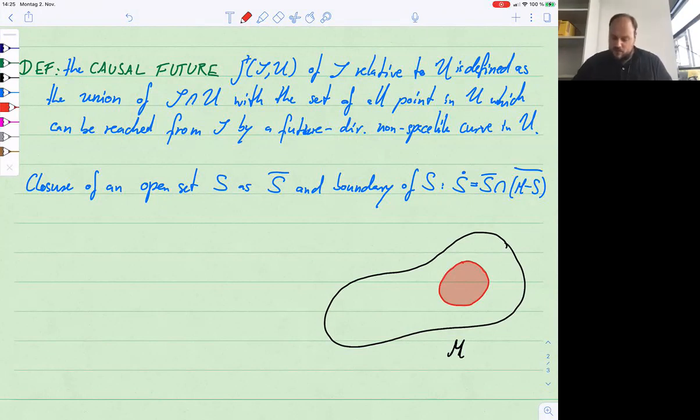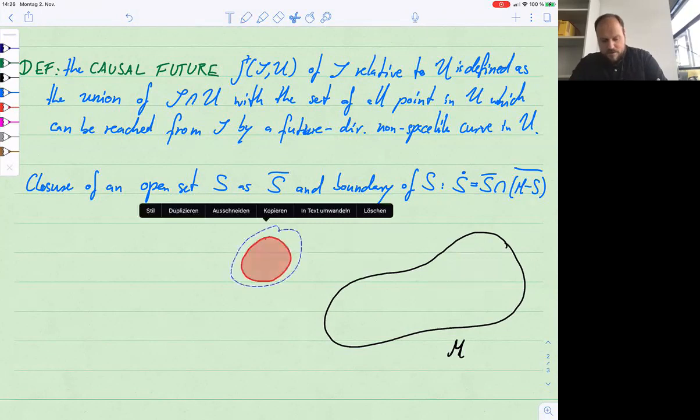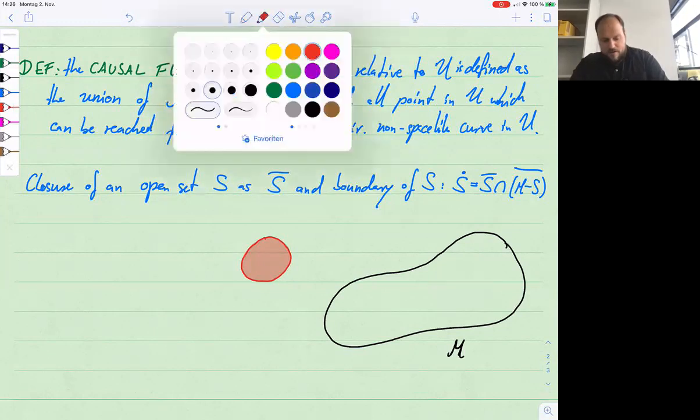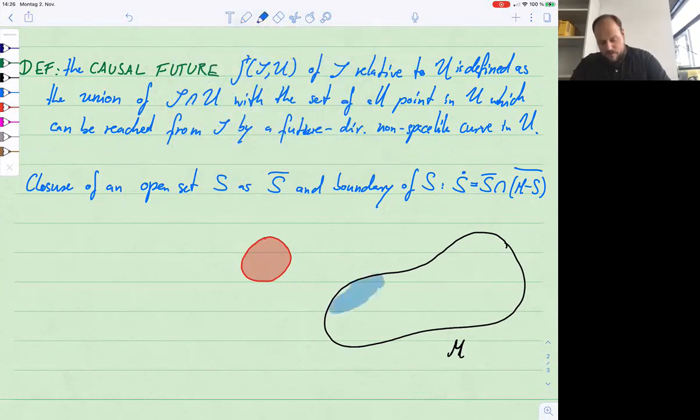So this is the closure of S. And then we have the closure of M minus S. So this involves, when we take out this part, so let's just put it the opposite way. Here was our set S. Now when we subtract S from M, we have a hole.